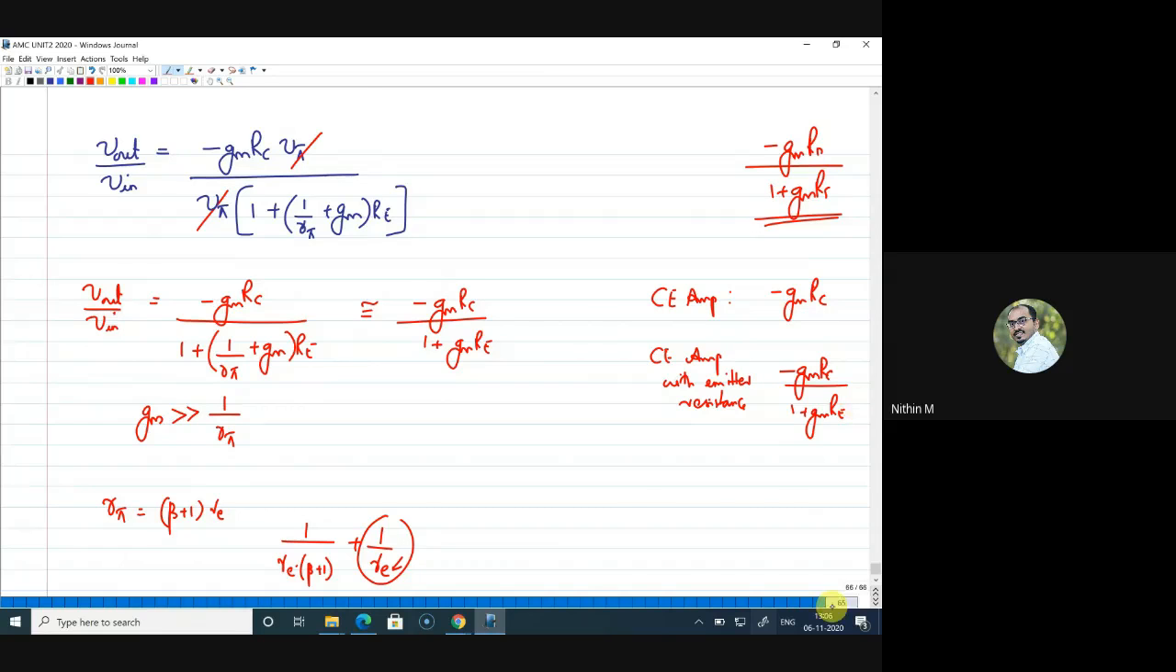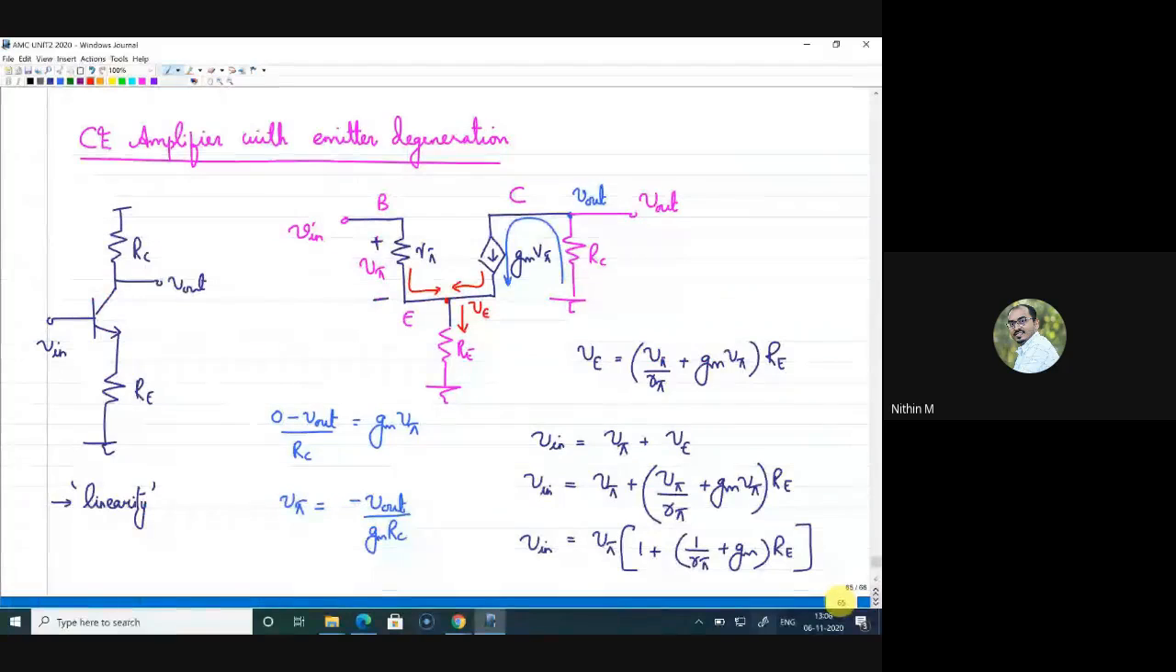Now you can repeat the same including R naught. When you try to include R naught, it has to come in this form here. To do the analysis, you can convert this current source in parallel with the resistance into a voltage source in series with the resistance, and follow the same procedure as the common source amplifier in order to arrive at the expression. So that you may do as homework.